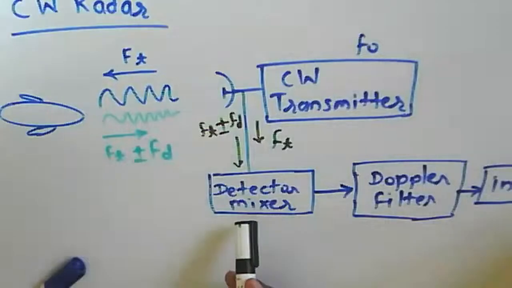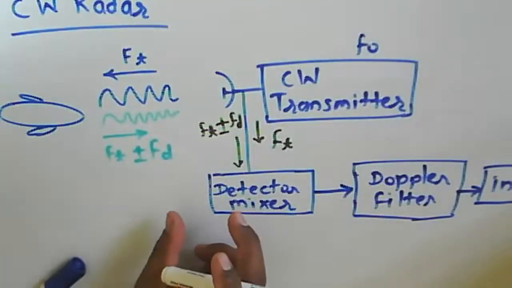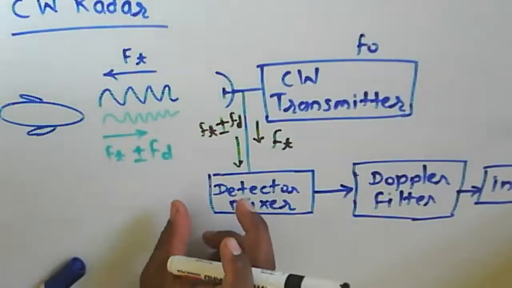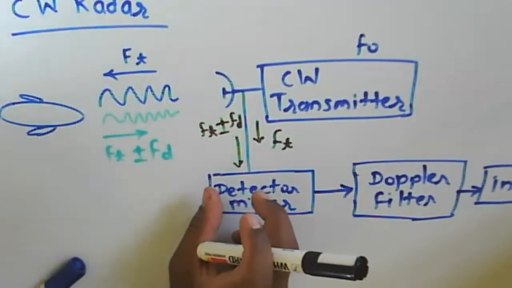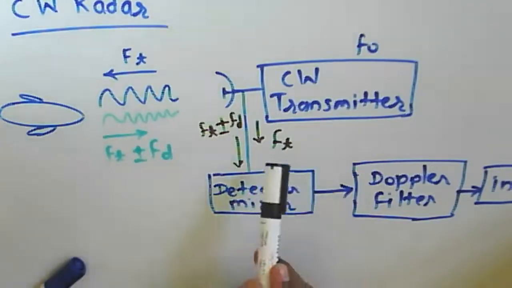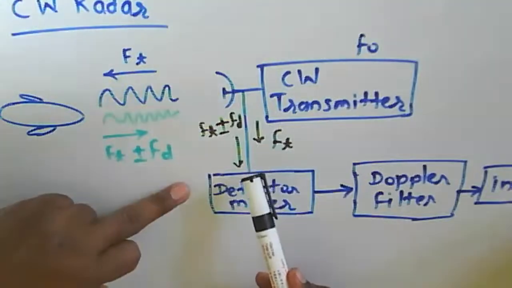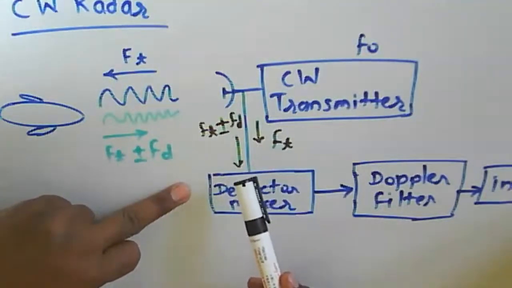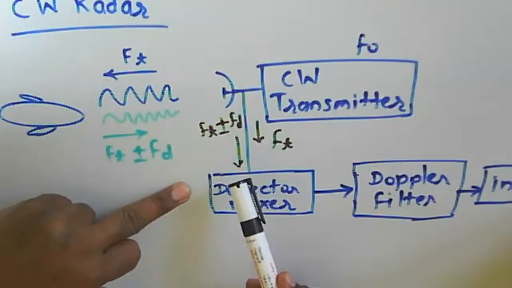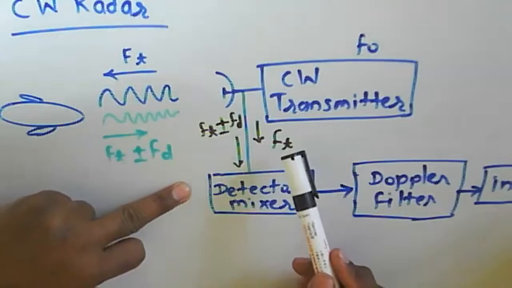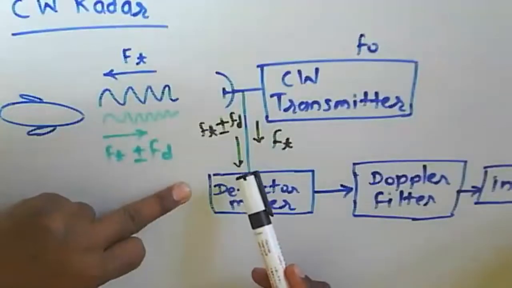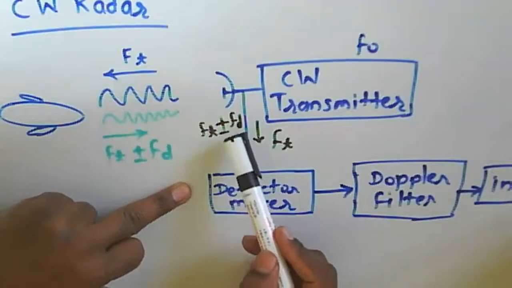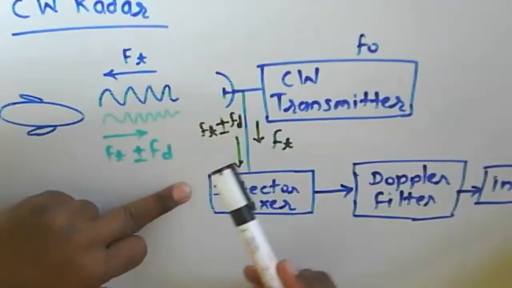So based on the signal we are receiving, whether it is a plus or minus sign, according to that we get the signal that tells whether the target is away from this radar or nearer to the radar. If it is plus, nearer to the radar. If it is minus, away from the radar.